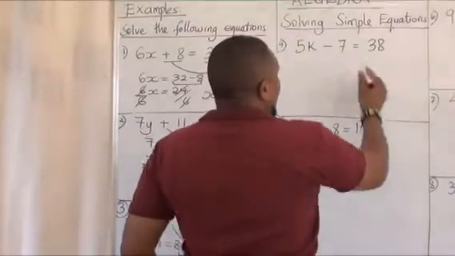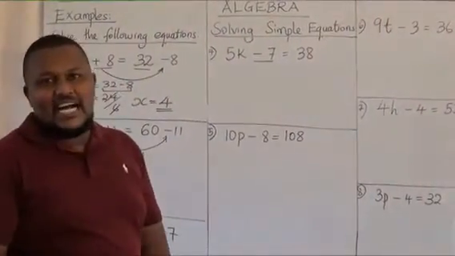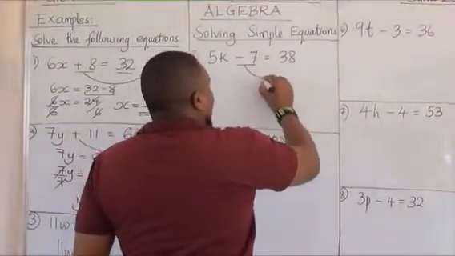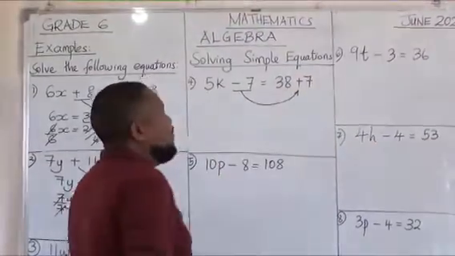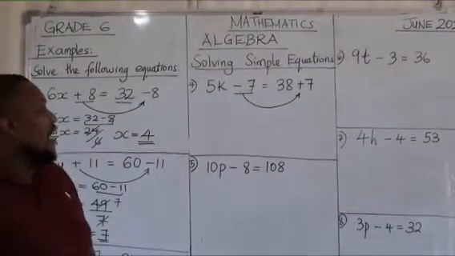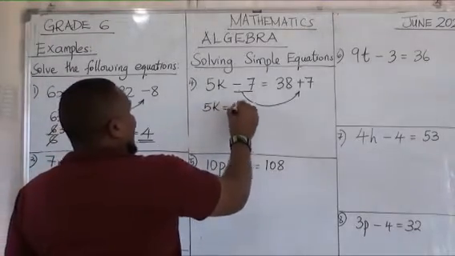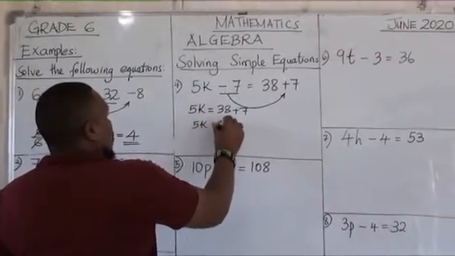In our example number 4, this is negative 7. Remember, as I said earlier, this is not 7. That is negative 7. Remember, negative 7 will come over and it will become a positive number. As you have seen, we shall rewrite this as 5k is equal to 38 plus 7. 5k is equal to 45.